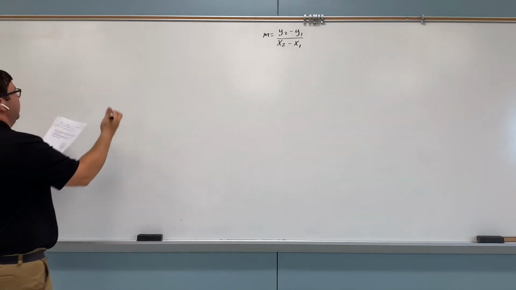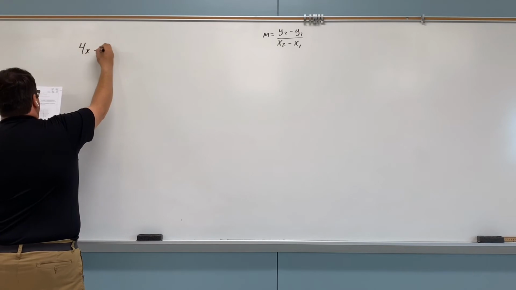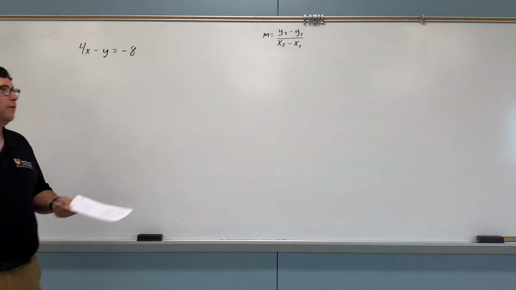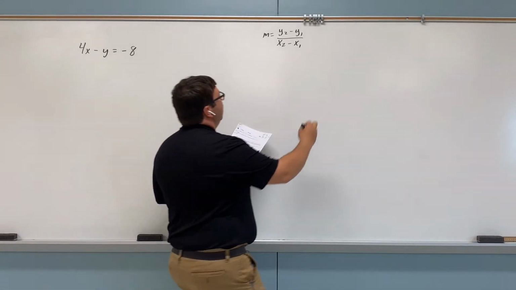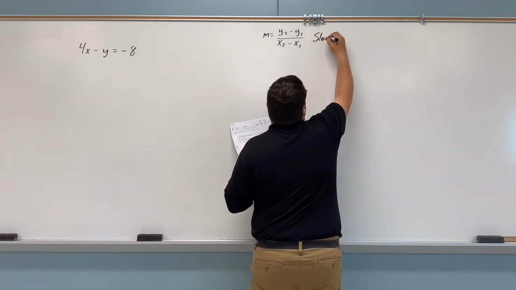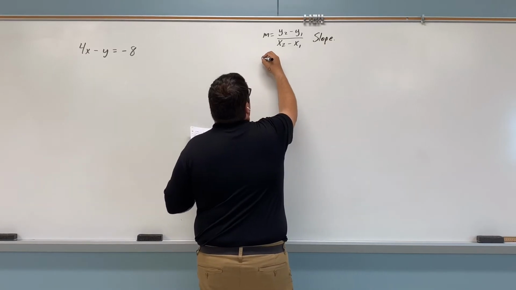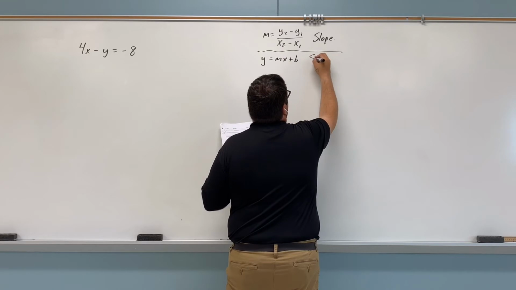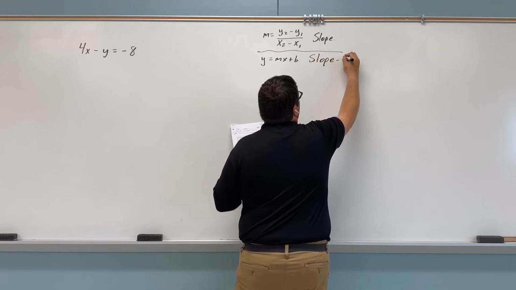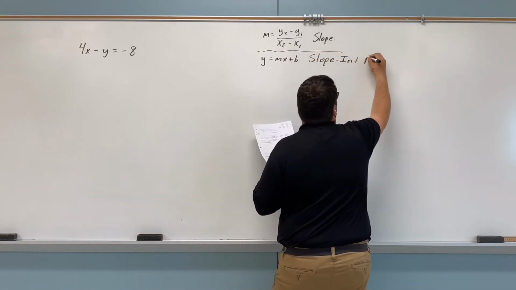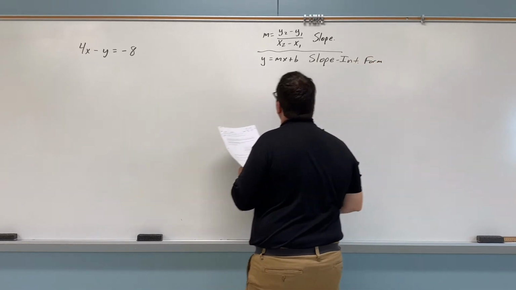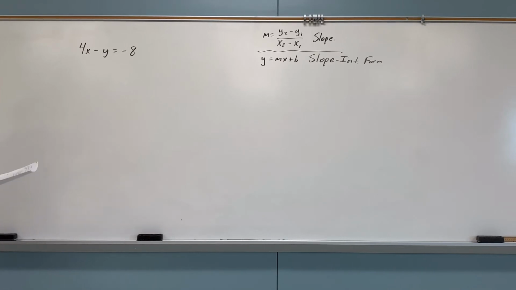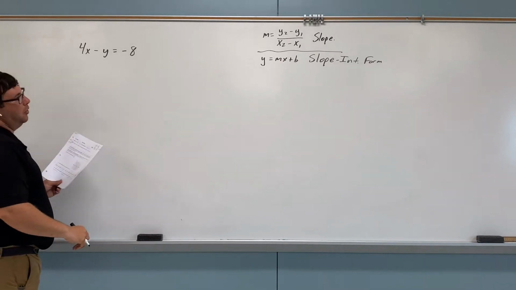Let's try another one. Let's say I have 4x minus y equals negative 8. We want to write it in slope-intercept form. So I'm going to write my equations here. This is slope. y equals mx plus b is slope-intercept form. And so I have a standard form equation right now. I want a slope-intercept form equation.